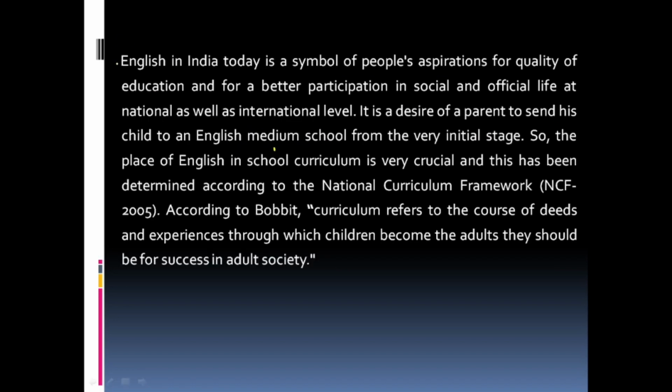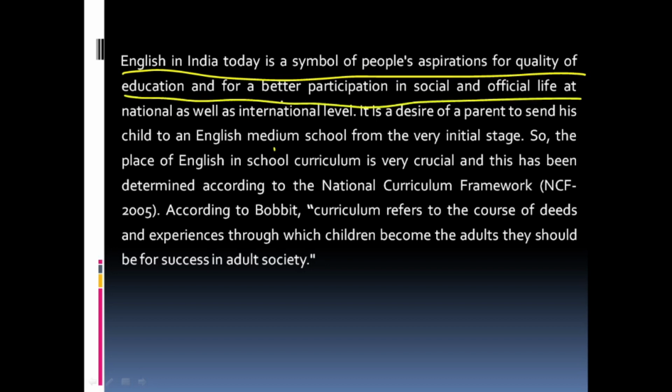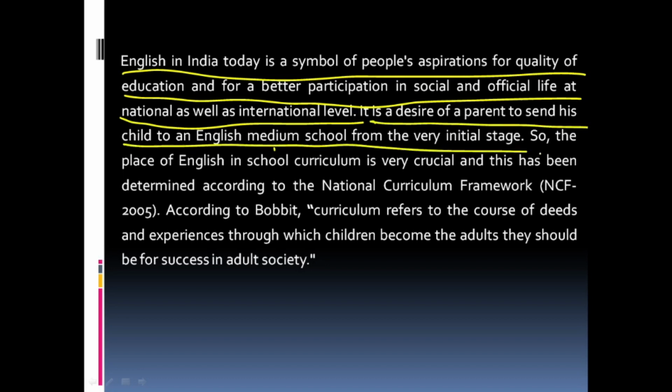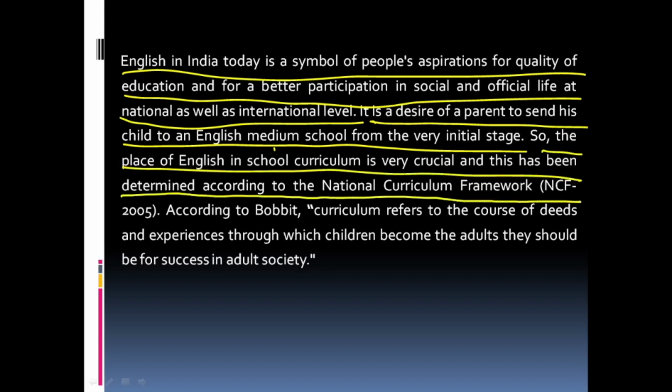English in India today is a symbol of people's aspirations for quality of education and for a better participation in social and official life at national as well as international level. It is a desire of a parent to send his child to an English medium school from the very initial stage. So the place of English in school curriculum is very crucial, and this has been determined according to the National Curriculum Framework, NCF 2005.